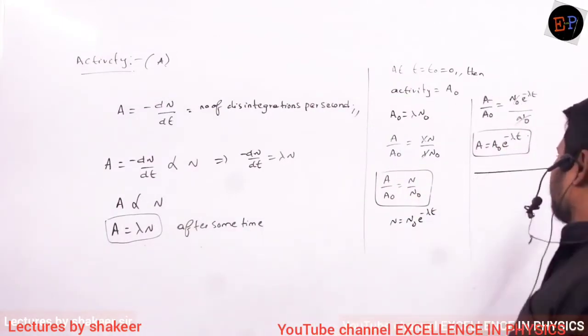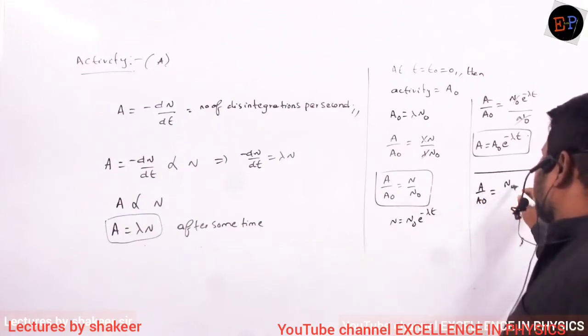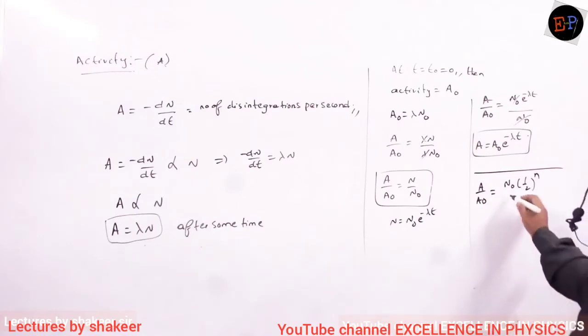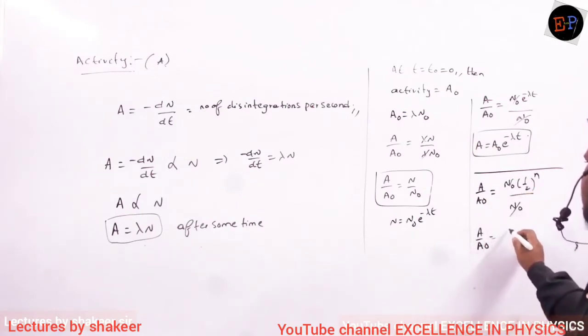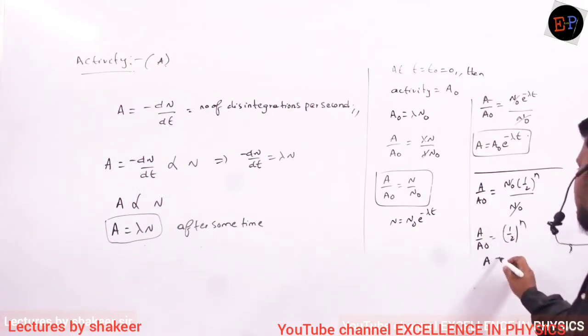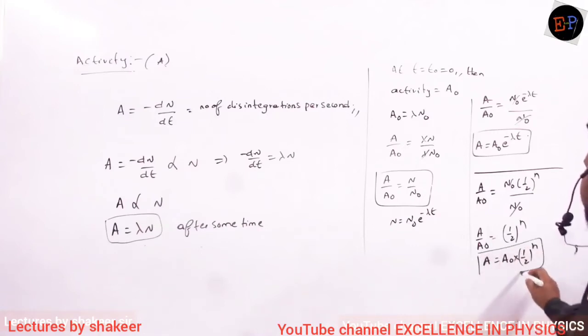The same relation I can write like this also. A divided by A naught, N I can write as N naught into 1 by 2 power n, in terms of the number of half-lives, divided by N naught. So N naught gets cancelled. So A by A naught is equal to 1 by 2 power n. Or you can write A is equal to A naught multiplied by 1 by 2 power n.